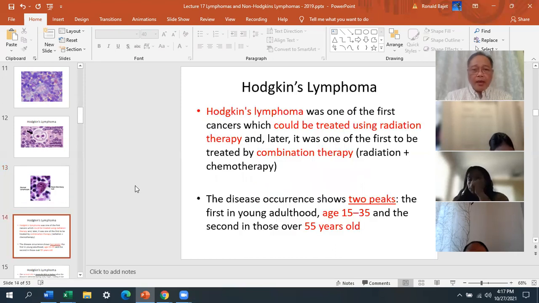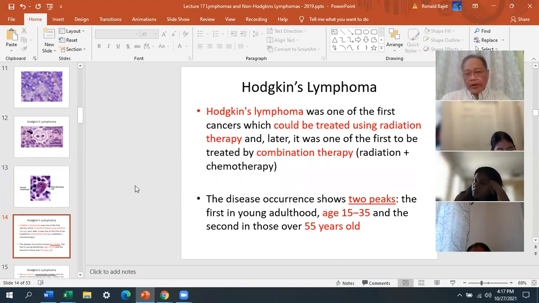Okay? So this lymphoma was one of the first cancers that were treated using radiation therapy. So it was the first one that was used to treat radiation therapy, and it was also the first cancer that they used to treat with a combination therapy of radiation plus chemotherapy.